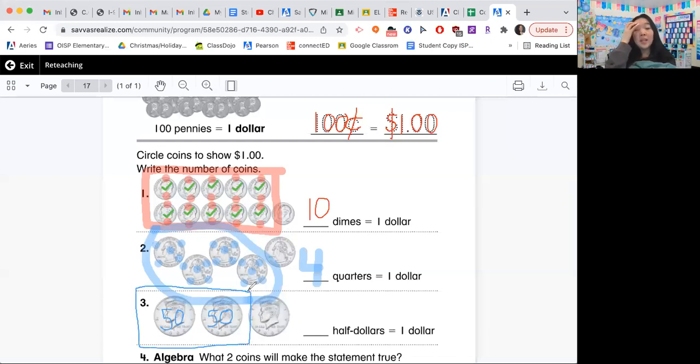How many 50-cent pieces do we need to get to $1? 2. Because it's all 50 cents. 2. Very good. Good job, breakout room.